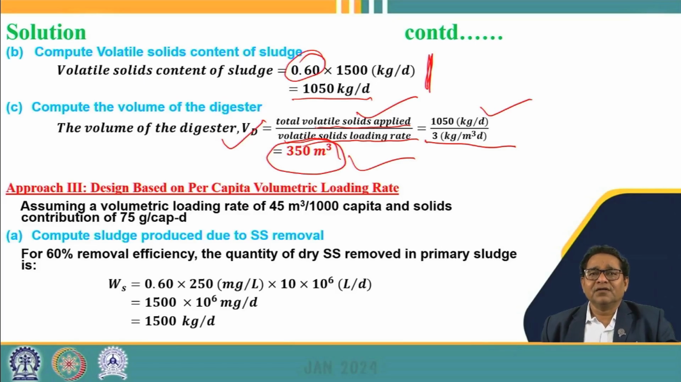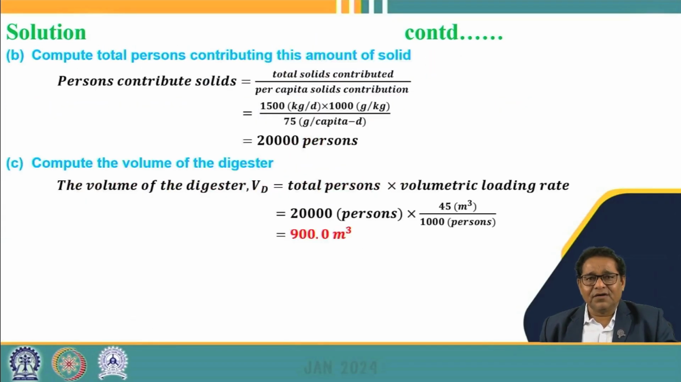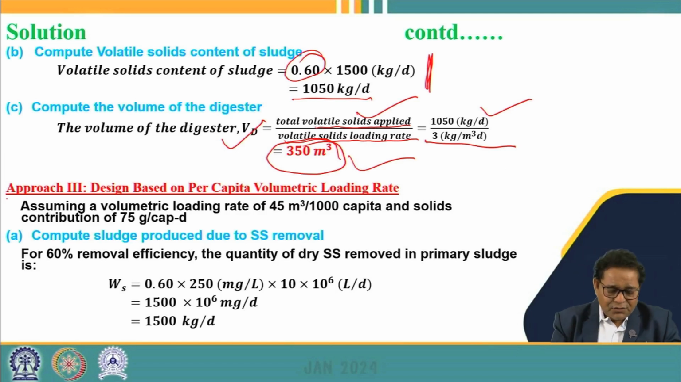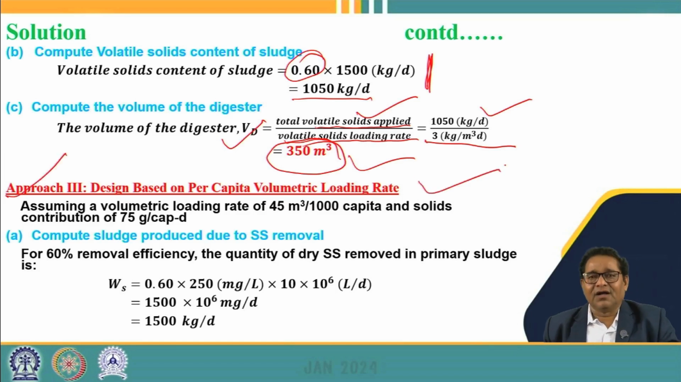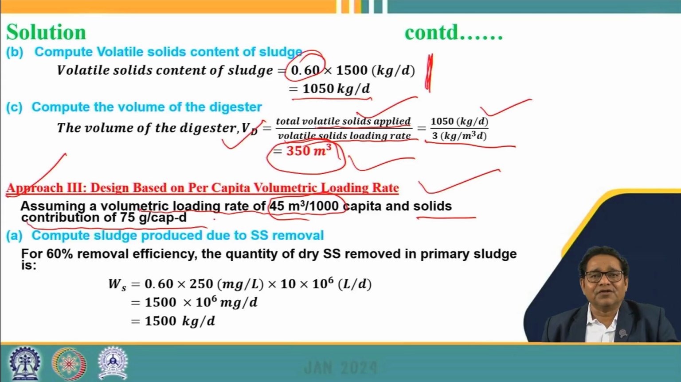So this is another approach by which we have got a different volume, which is comparatively lower than the previous one, because the previous one gives around 364 meter cube. Let us see another approach, approach 3, which is based on the thumb rule or per capita volumetric loading rate. As I said, we have to assume some per capita volumetric loading rate equal to 45 meter cube per 1000 capita, and a solid contribution per person per day of around 75 gram.